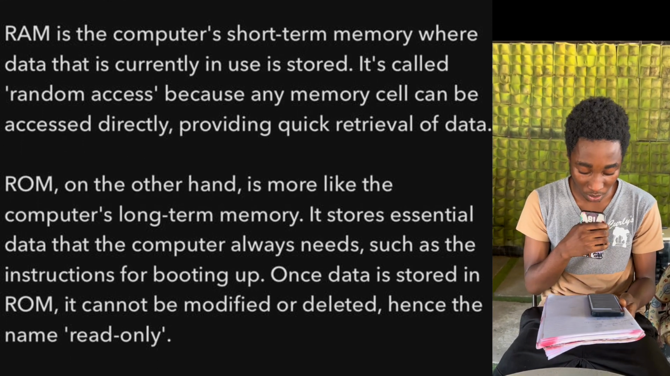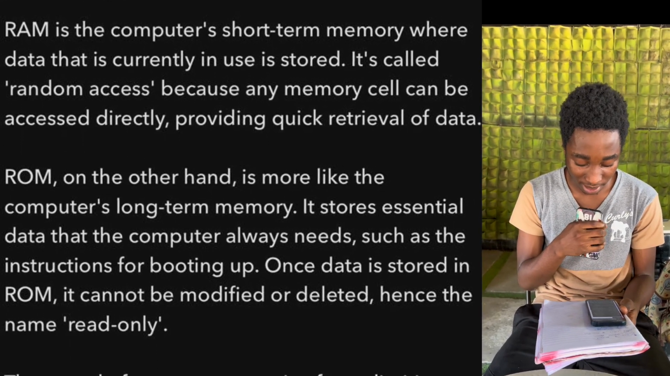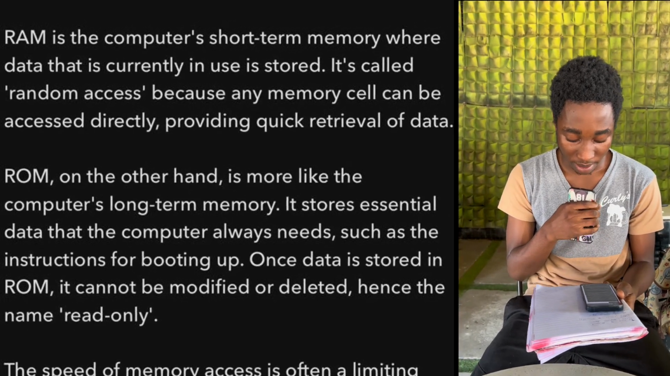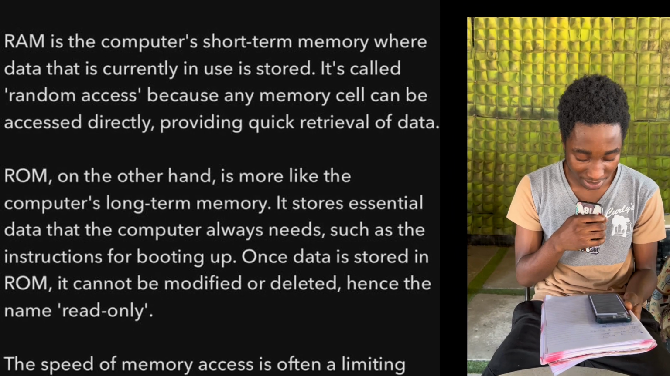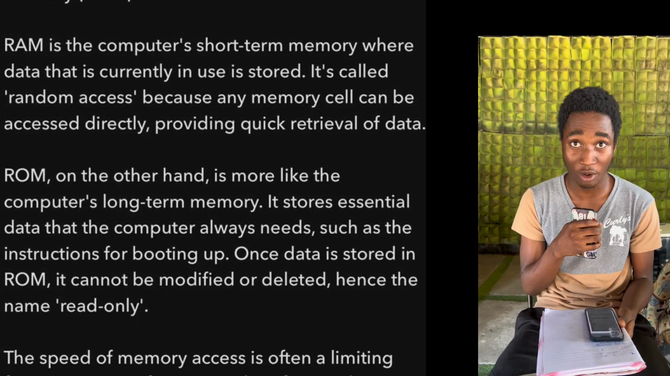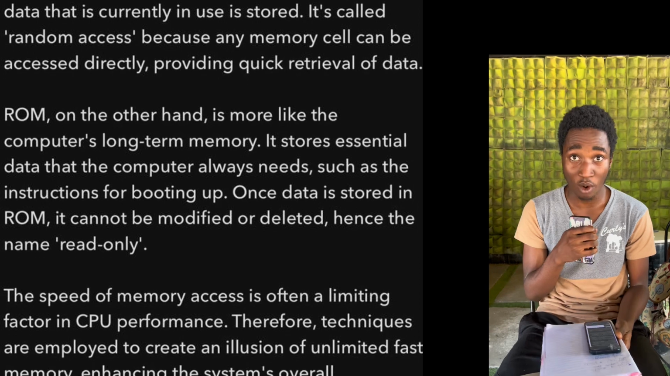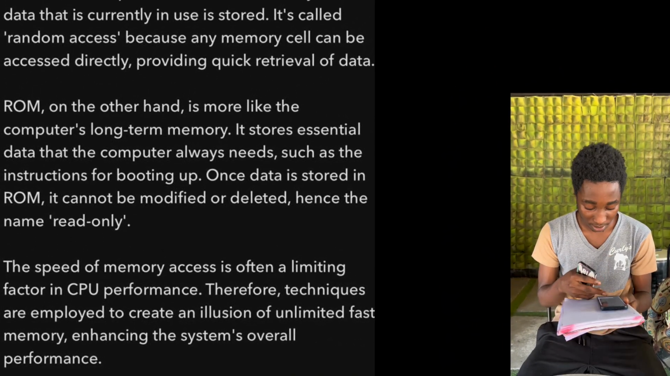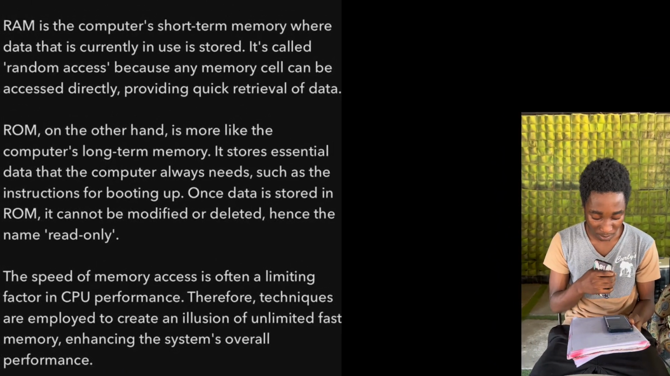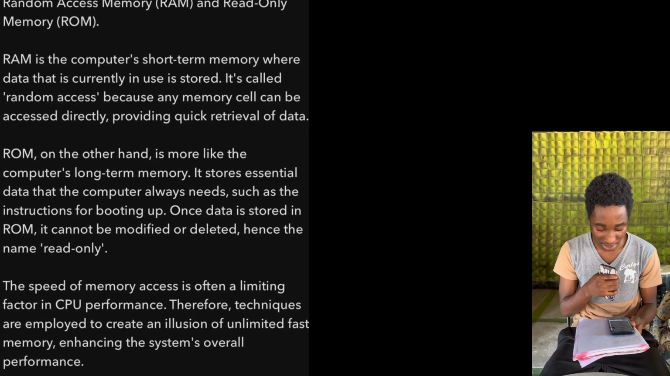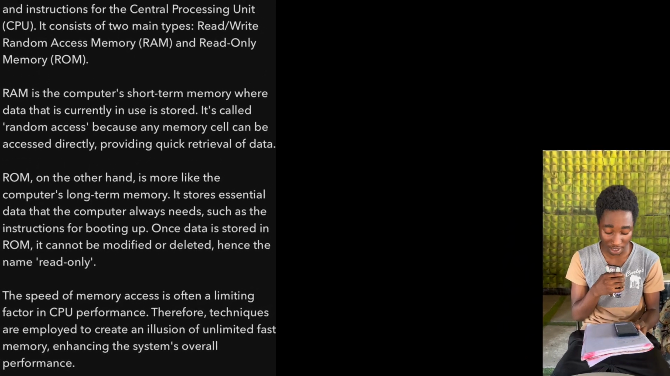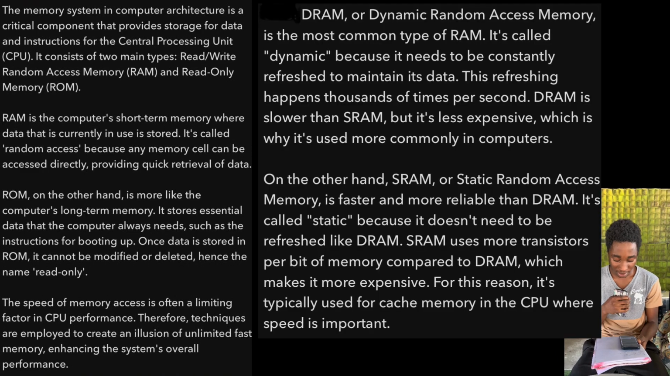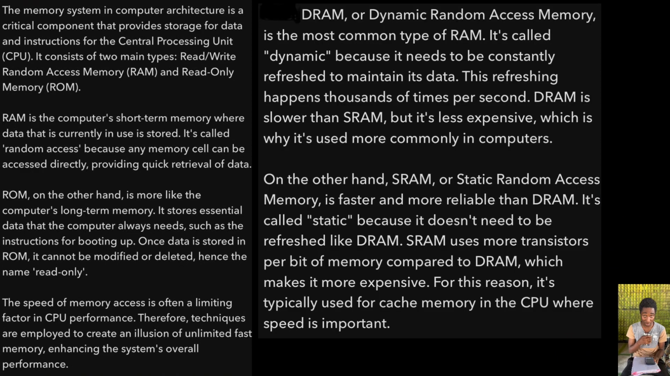RAM is the computer's short-term memory, where data that is currently in use is stored. It is called random access because the memory cell can access data directly, providing quick retrieval of data. ROM, on the other hand, is more like the computer's long-term memory. It stores essential data that provides computers with all they need, such as instructions for booting up. Once data is stored in ROM, it cannot be modified or deleted, hence the name read-only.